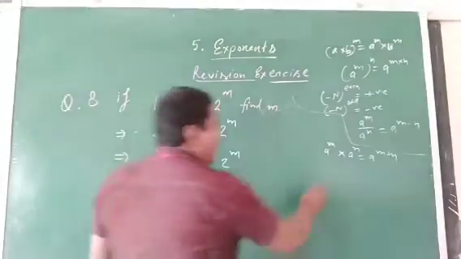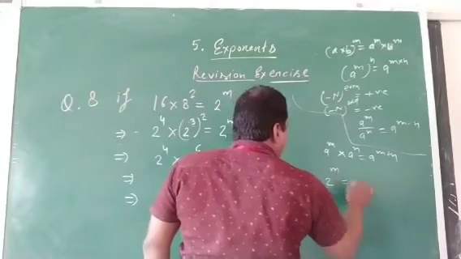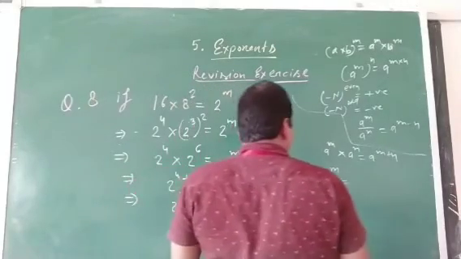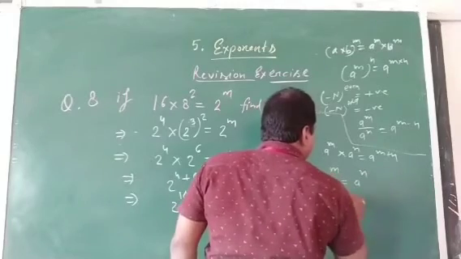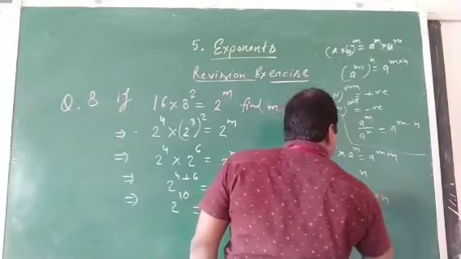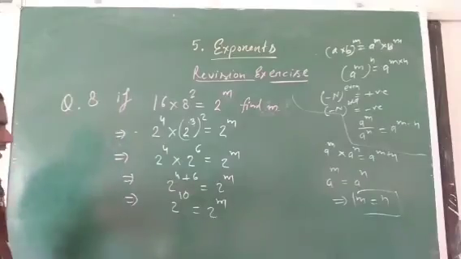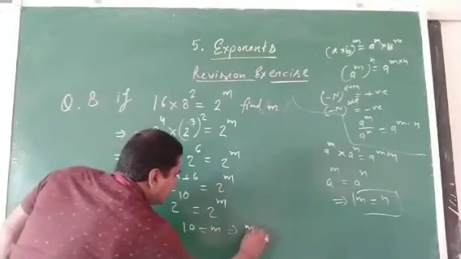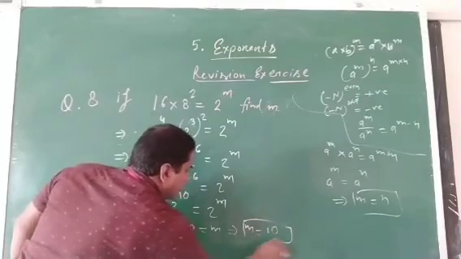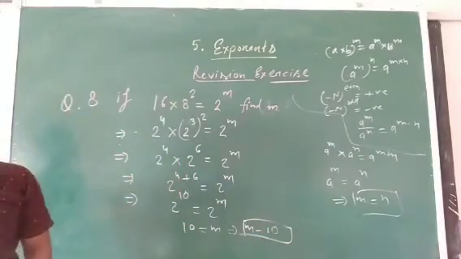Okay, now comparing, it is given 2 to the power m and here we have 2 to the power 10, with the same base, so this implies m is equal to 10. So the value of m is 10.